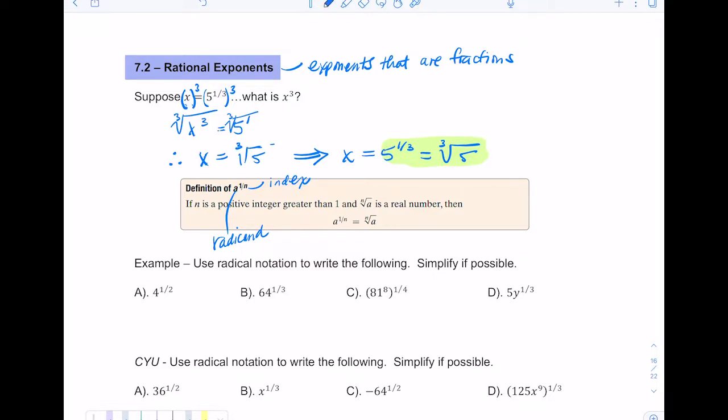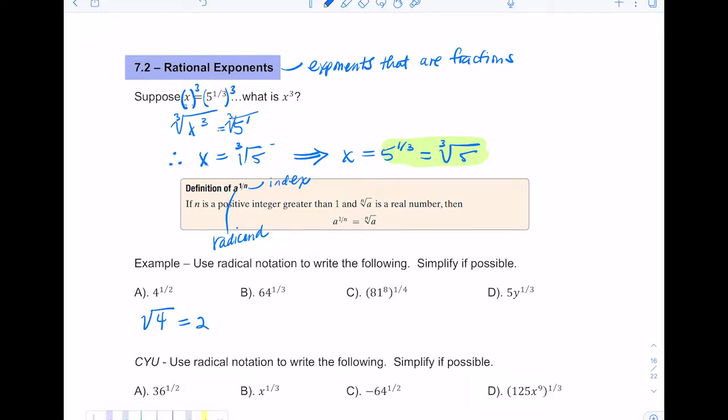For example, in these first four problems, we have to use radical notation to write those expressions and then simplify if possible. So another way of saying 4 to the 1/2 is to take the 4 and make it your radicand, and then the 2 is your root index. Now, normally for square roots, we don't write the 2, but it's understood that it's there. So I am going to get rid of it because it's not normally there. Anything to the 1/2 power is just a square root, and we know the square root of 4 is 2.